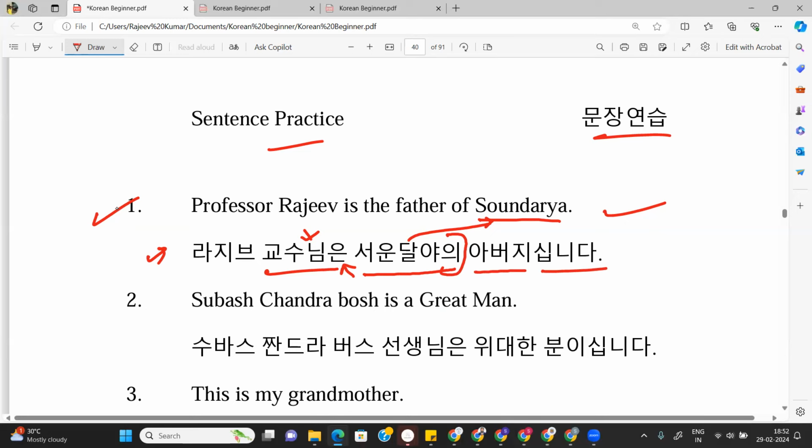Aboji Simnida. Aboji is the father. Aboji Simnida. Gyosunim is professor. So here the noun Aboji ends with the vowel i, so that's why we use Simnida.